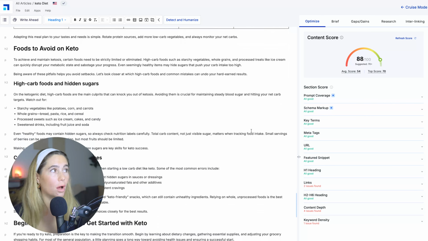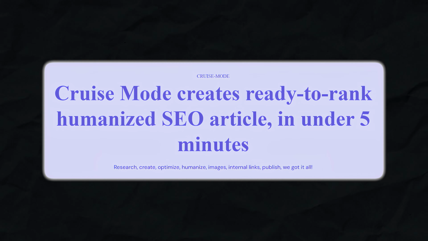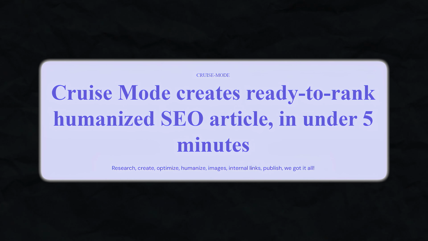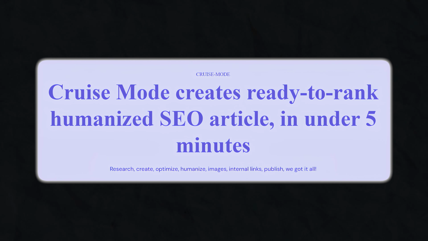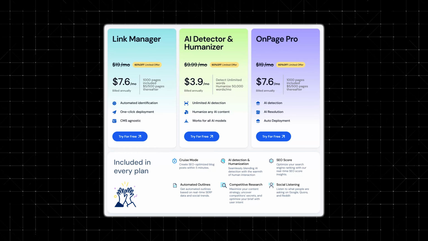So Scalenut also has something called cruise mode. So this is if you want to speed things up even more, it will actually go through a workflow that goes from keyword, SEO report, content brief, full draft automatically. So you don't even have to follow the step-by-step. It actually does it for you. It's only available in limited form on the free plan, but fully unlocked on paid tiers.